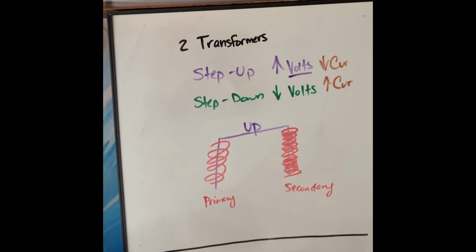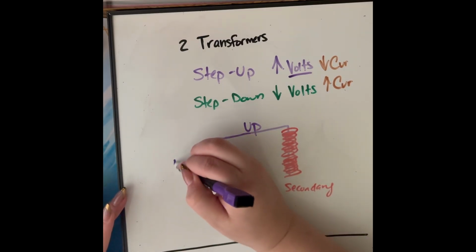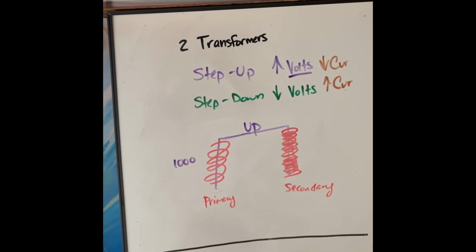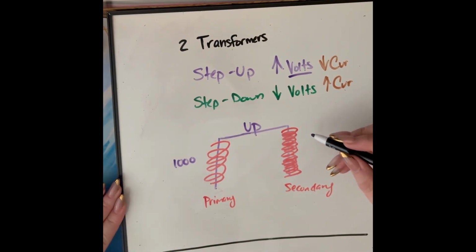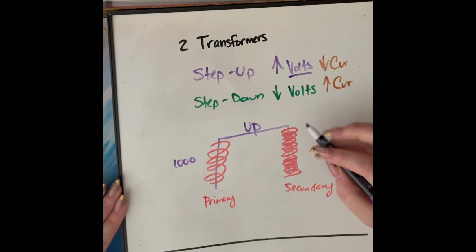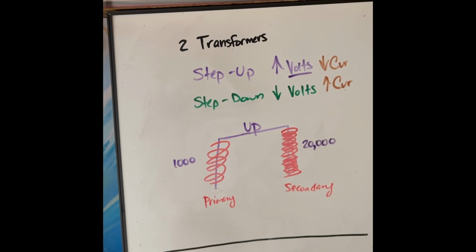So let's say on this side of our transformer, we have 1,000 volts. And on this side of our transformer, we have, let's say, 20,000 volts. What happened here? My voltage went way higher. So we stepped up our voltage. Our step up transformer is going to be in the upper portion of our circuitry. It's going to still be in the high voltage section because we're working with high voltage.